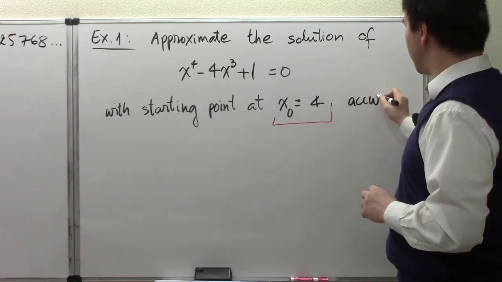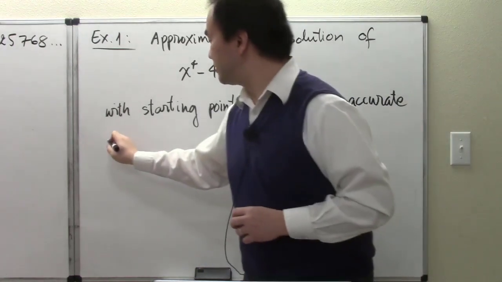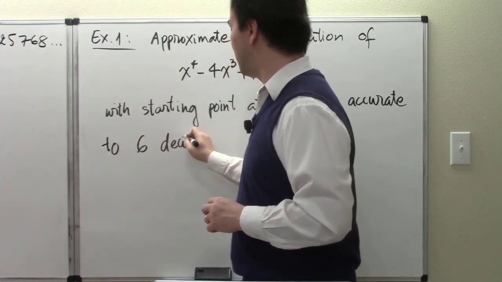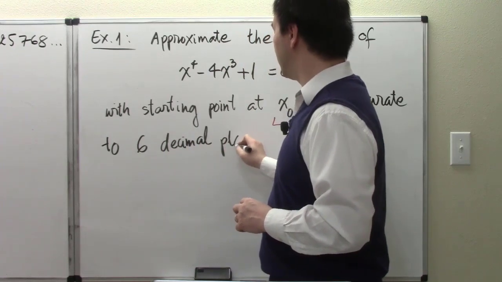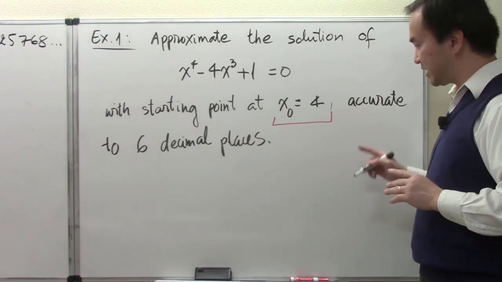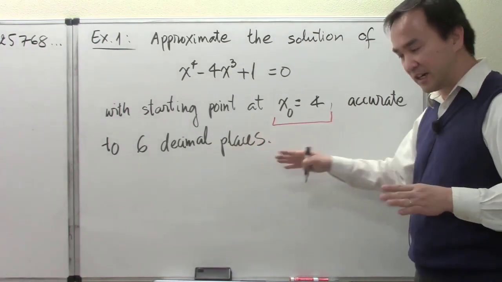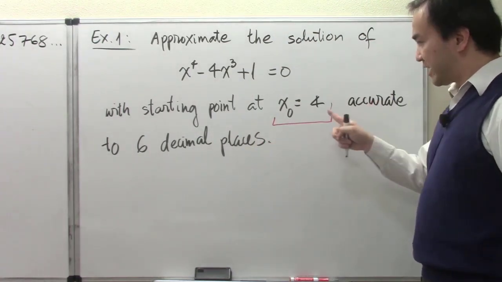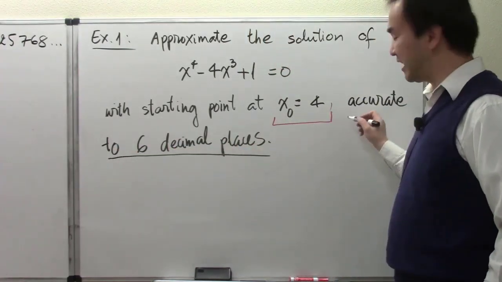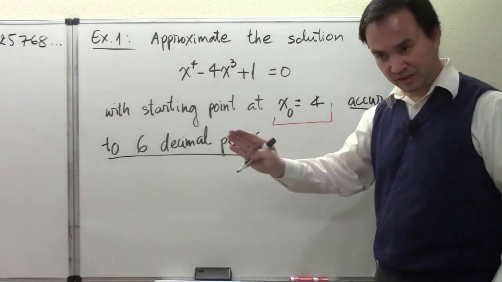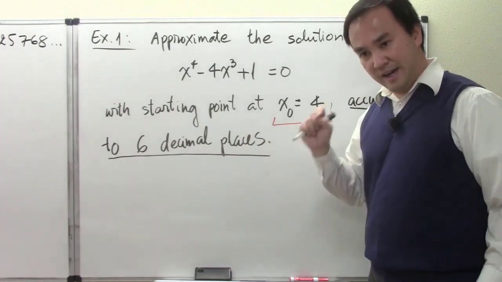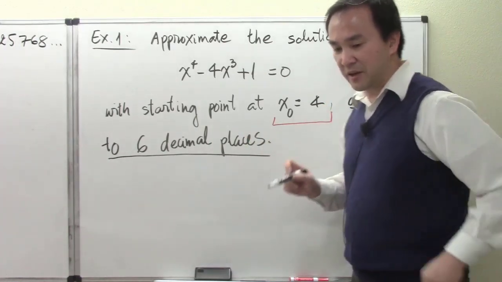I'm going to say accurate to about 6 decimal places. Okay, so if the problem from beginning to end is precisely worded like this, then accurate to 6 decimal places, now we have an instruction telling us how far we should go in terms of how many steps, so that we can meet the 6 decimal places accuracy.